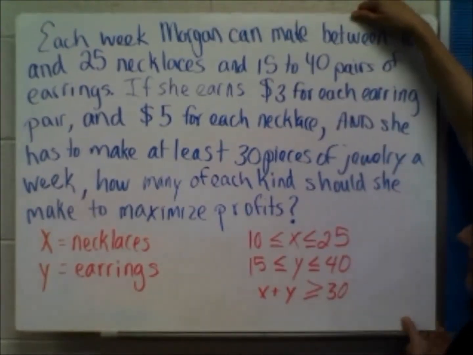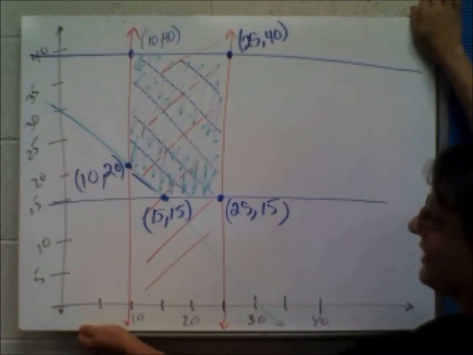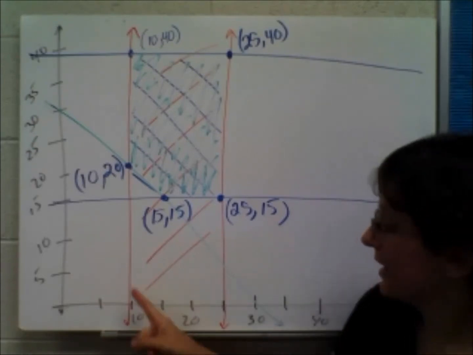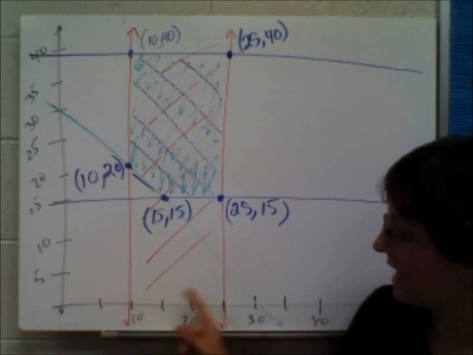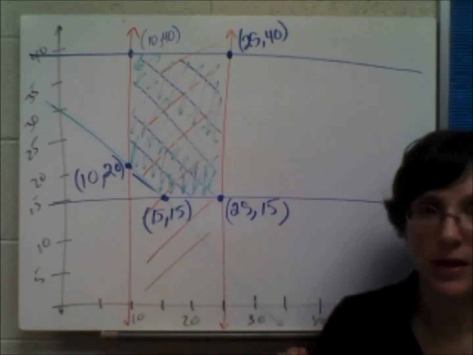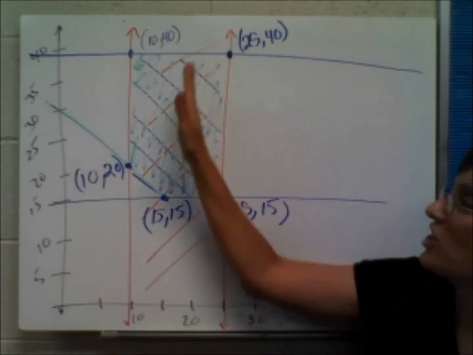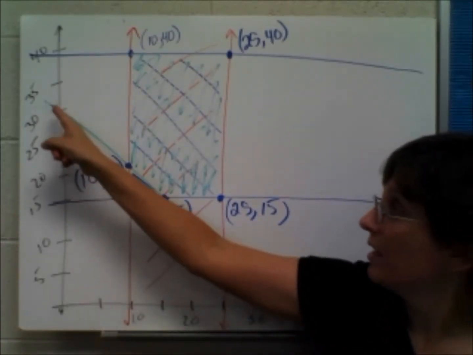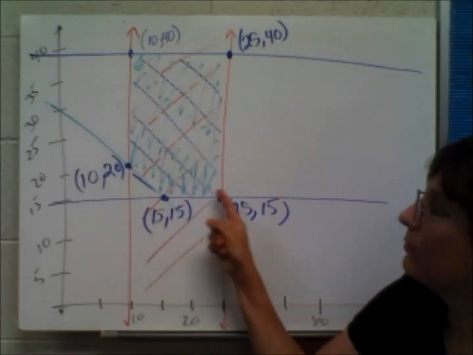Now I get to graph all that funness. These problems are going to take up a lot of paper. My constraints. Here was X between 10 and 25. I drew a line on 10 and on 25, and I shaded the area between them. Then I did my Y's, 15 and 40, and Y was between them, so I shaded that area. And then that last one, X plus Y was bigger than or equal to 30. Here's the line, and that's shaded above. So this is my feasible region.